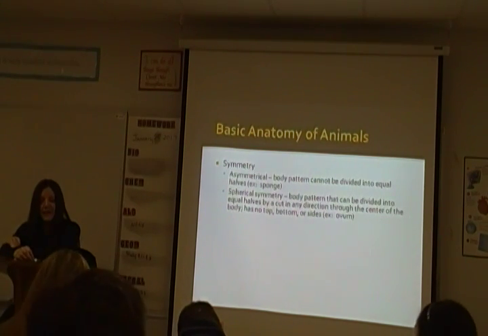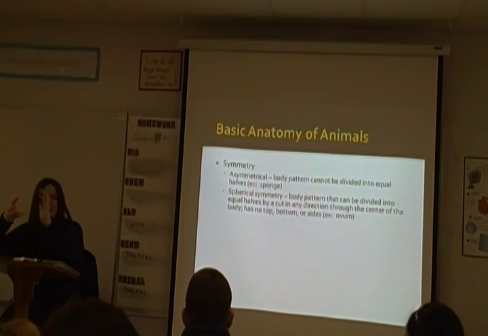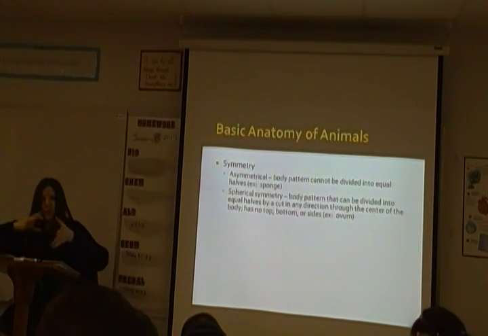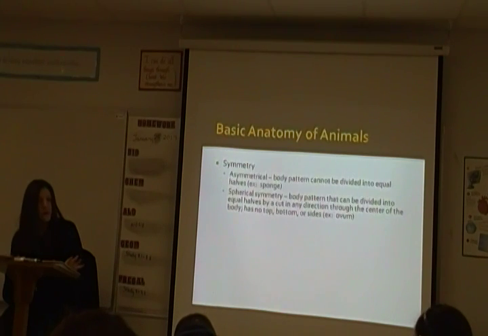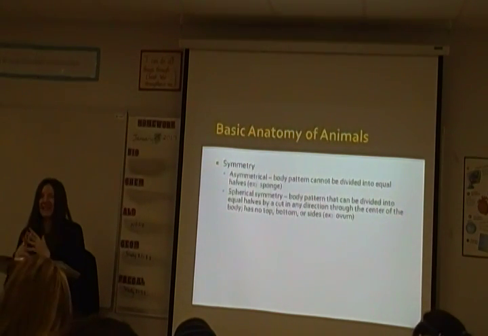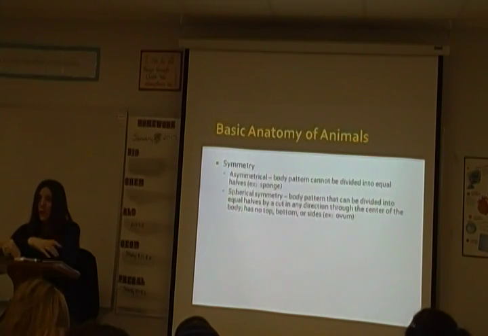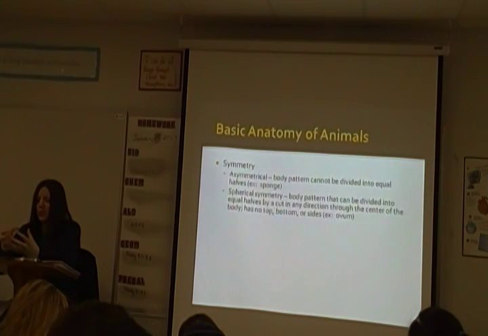Now, the next one is spherical symmetry. If you think of a sphere like a ball, there's not really sides to it. You can cut it in half any way, and the two halves will be equal. That's spherical symmetry. There's no top or bottom or left or right. There's not really an animal that's a sphere. The example I gave there was the ovum, which is spherical.